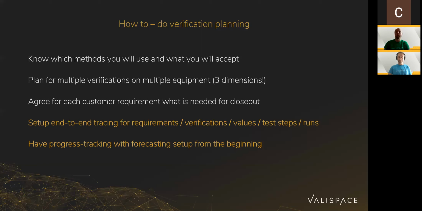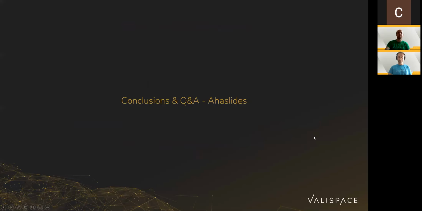And then make sure to have some progress tracking with forecasting set up from the beginning. At some point, you're going to wonder, how far are we actually with verifying our requirements? How far are we with the test campaigns? Are we going to meet the deadline or not? This is a really good thing to start from the get-go, to know in one place how many requirements you have, how many are not yet verified, how many are not yet even allocated to a test, how many have been tested, and so on. And to trace this over time so that you're sure that you will end up at the end with the right part.